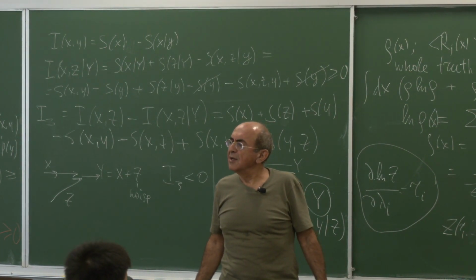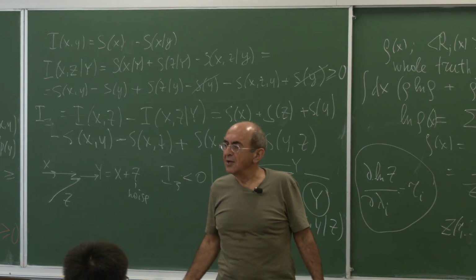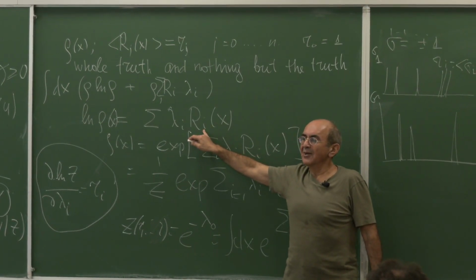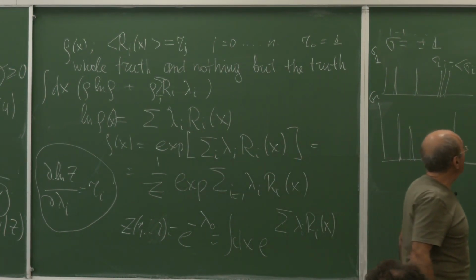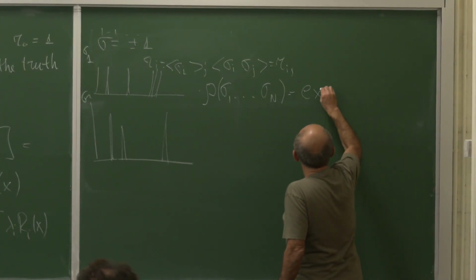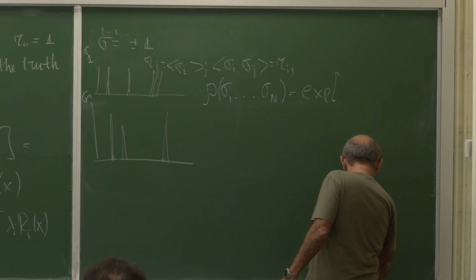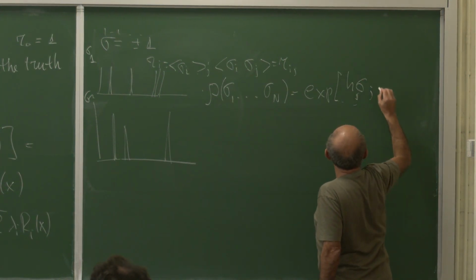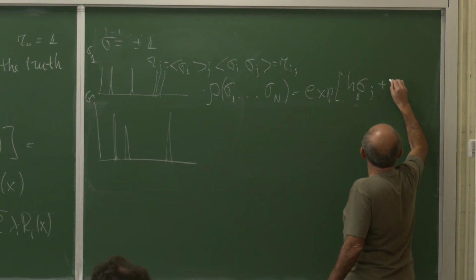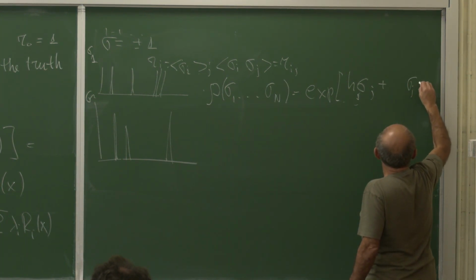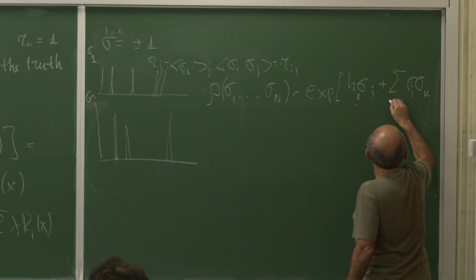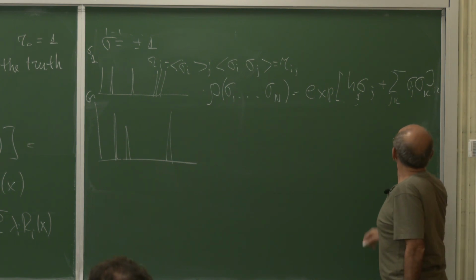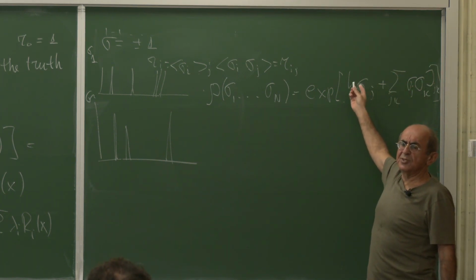Look, there's nothing but this, okay? So of course, what you write here would be an exponent. There will be a sum over sigma j with their factors h_i. And then there could be, and there must be, sigma j, sigma k, summed over j and k. It rings a bell. Have you seen it?